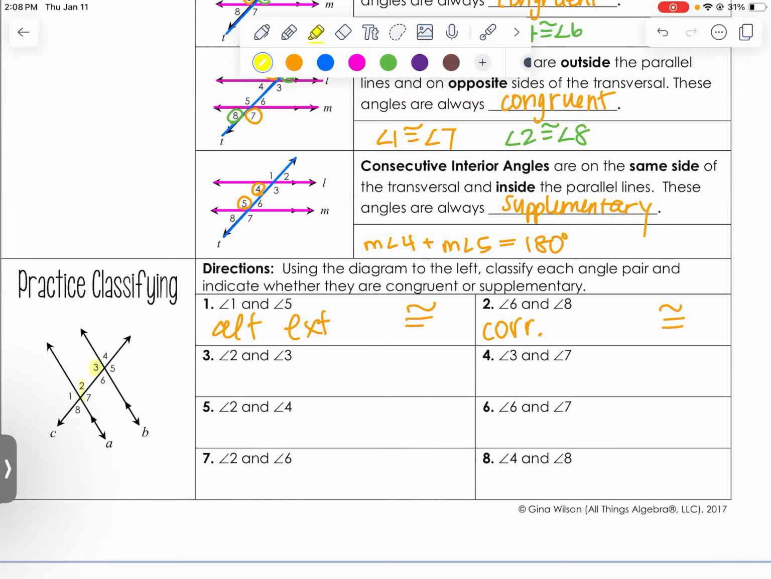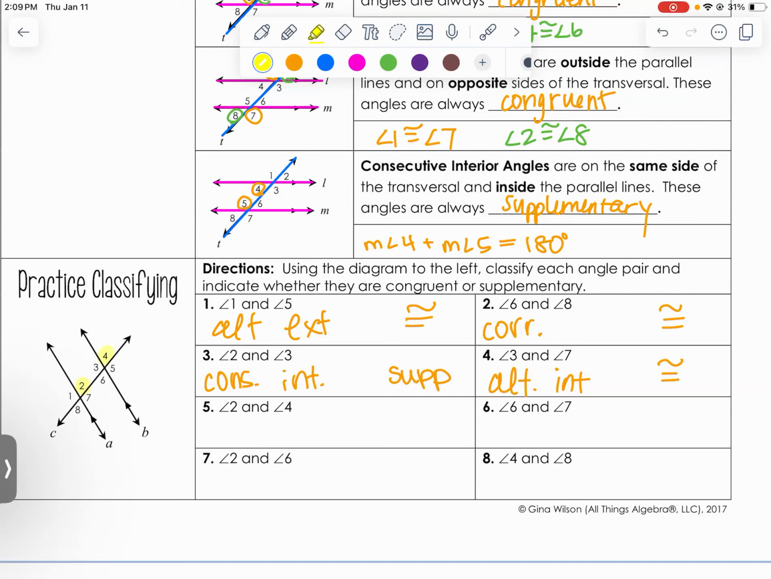Kaylee. Angles 2 and 3. Consecutive interior. Are they congruent or supplementary? Good, awesome. Okay, next, Chiron, angles 3 and 7. Alternate interior, and they are congruent. Okay, 2 and 4.